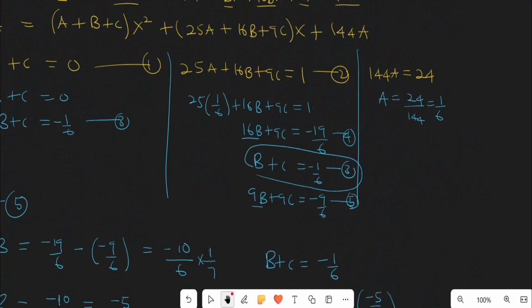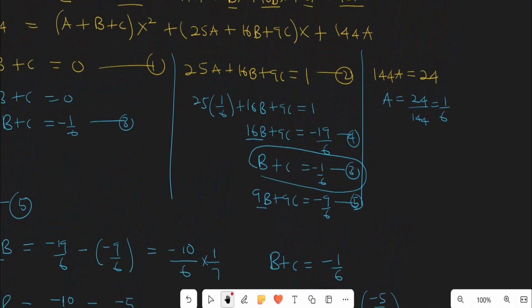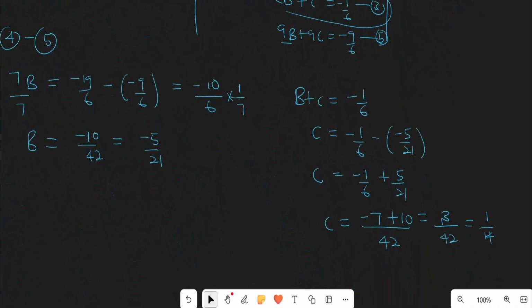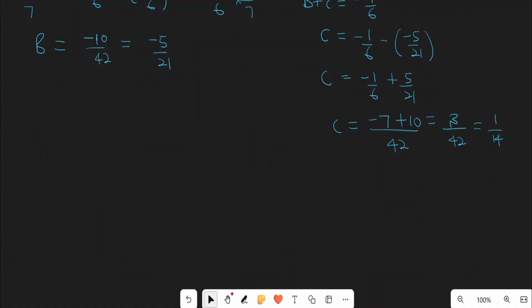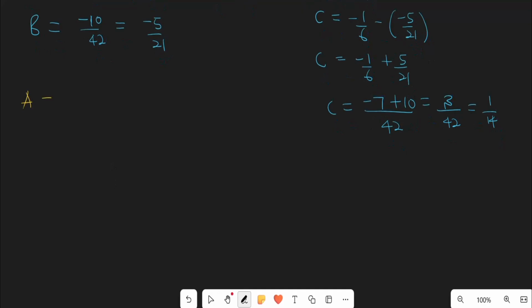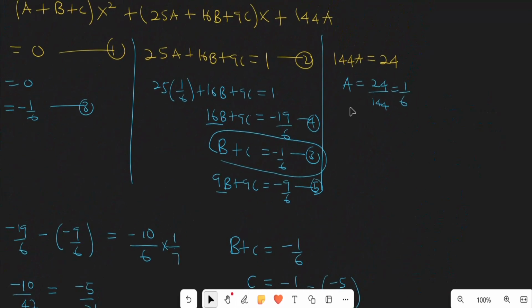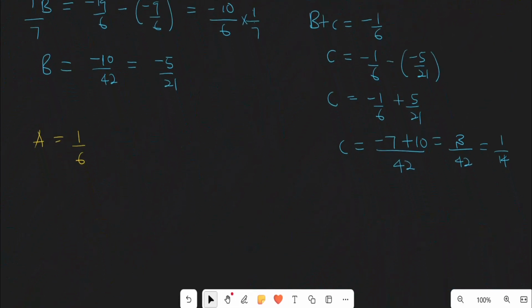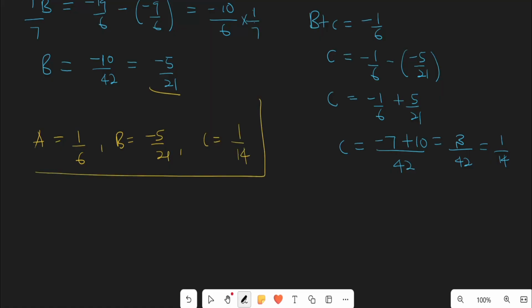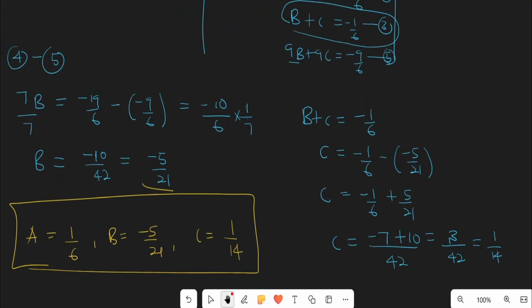So after all this algebra, the value of a, the value of b, and the value of c has been found. So we can now wrap up our integral. This is the heavy lifting that we have done. So a is going to be equal to 1 over 6. That is the very first one we found from equation 3. And b is equal to negative 5 over 21. And then c is going to be 1 over 14. So these are the values of a, b, and c that will satisfy our equation.